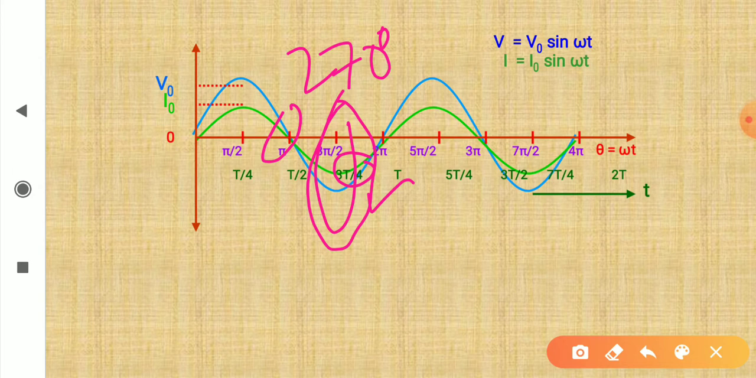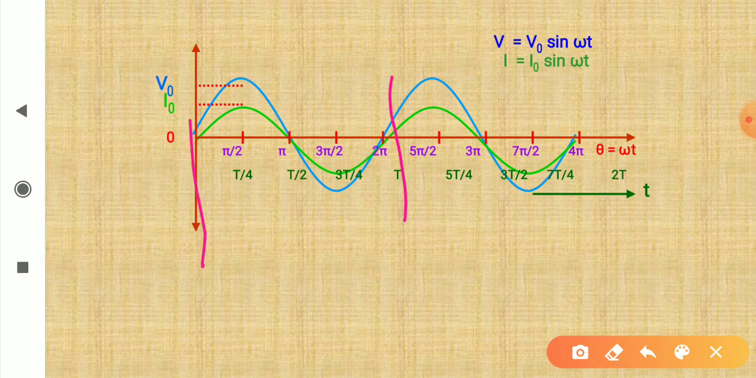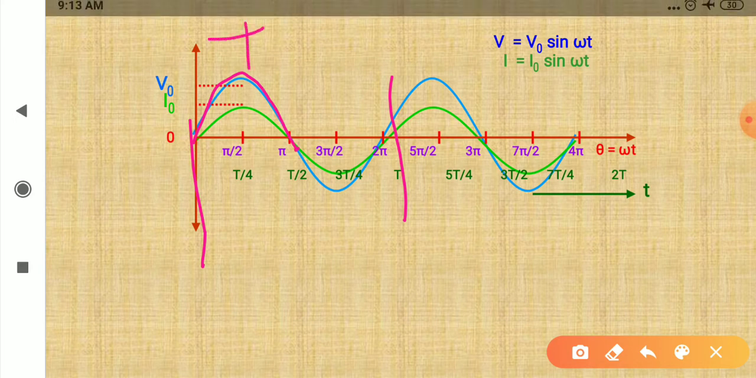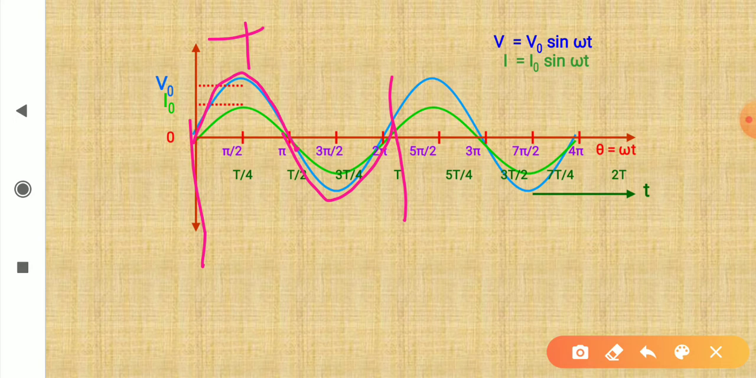So you see that, and at pi, at 2 pi, they both become 0. So from here till here, this is one complete rotation. For half rotation, the voltage and current are in one direction if we consider at positive. For the second half, the direction of current and voltage is reversed.